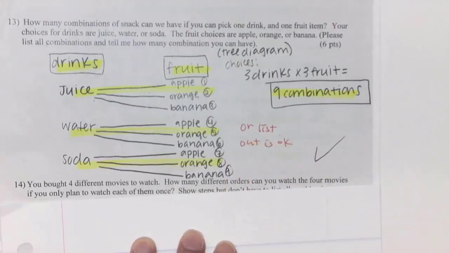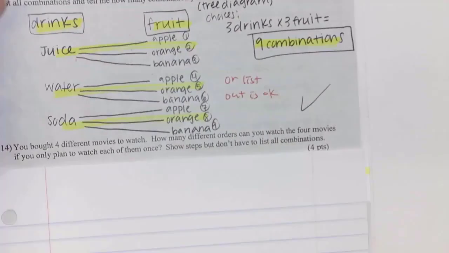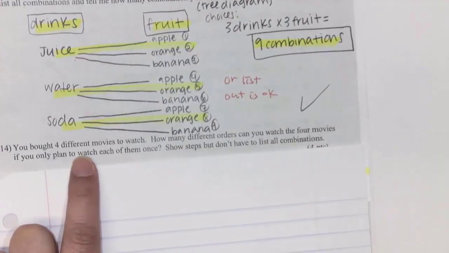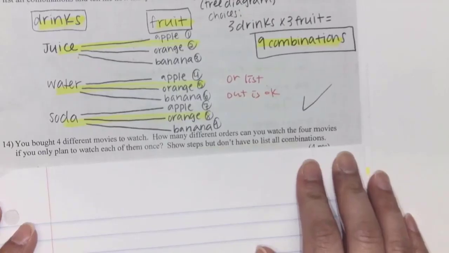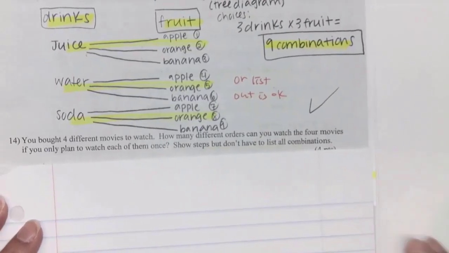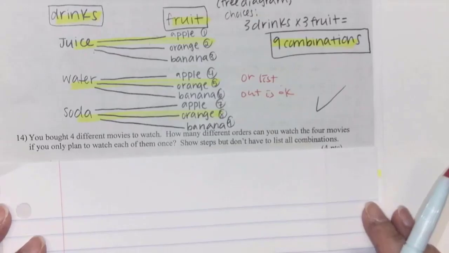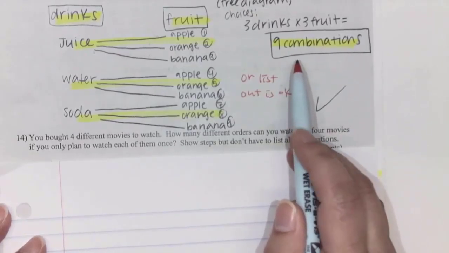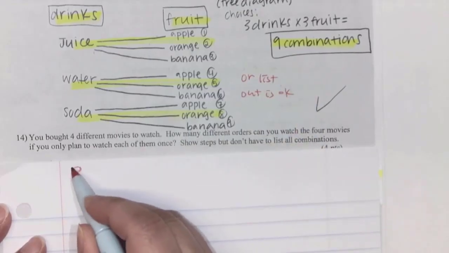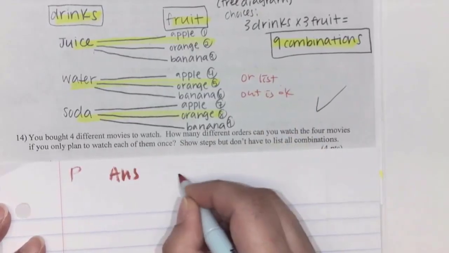Okay, the next one, nobody signed up, I'm going to do it. So you bought 4 different movies to watch. How many different orders can you watch the 4 movies if you're planning to watch each of them just one time? So again, these are not probability. Probability has, for probability, the answer has to be between what?